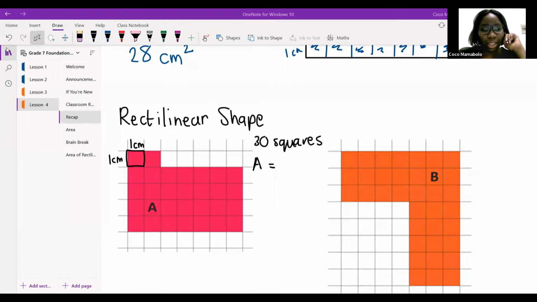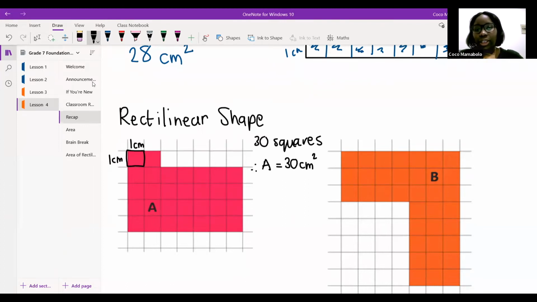Squared or centimeters squared. Does anybody else agree with him? How would I write this as an area? I would go area is equal to, oh, Nokwezi even remembered my therefore. Thank you, Nokwezi. Excellent. Therefore, area is equal to 30 centimeters squared. Hi, Poloko. Welcome.